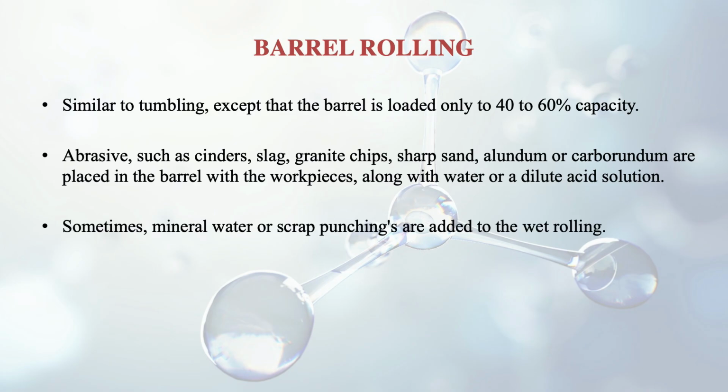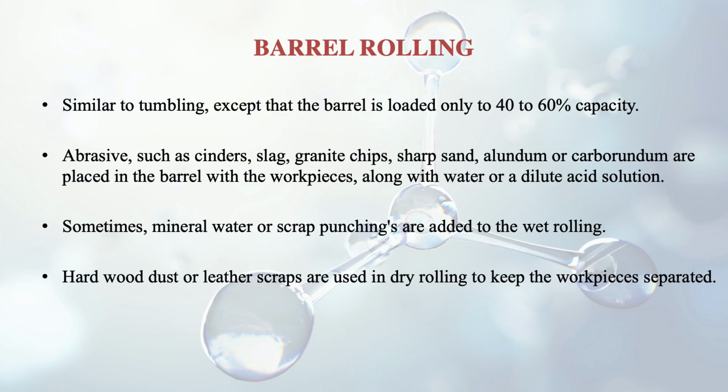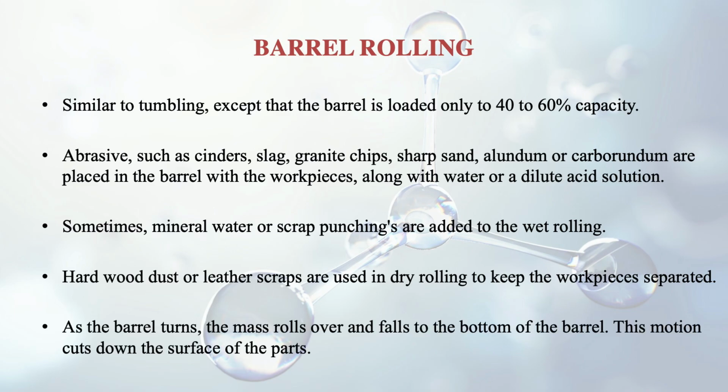Mineral water is used here, or scrap punchings are added. And hardwood dust or leather scraps are used in the case of dry rolling to keep the workpieces separated. As the barrel turns, the mass rolls over and falls to the bottom of the barrel. This type of motion leads to the cutting of the impurities, and it will cut them down, and the surface will be cleaned.